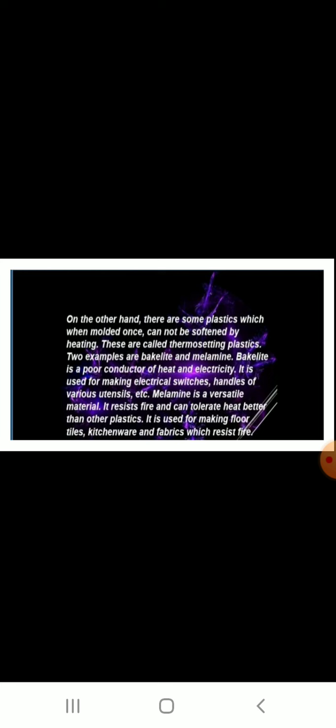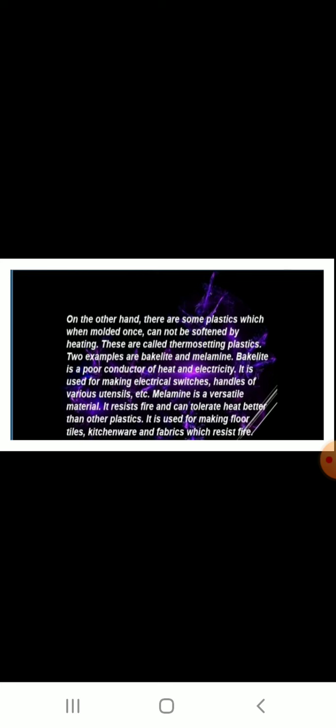On the other hand, there are some plastics which, when molded once, cannot be softened by heating. So there is a plastic category where it cannot be molded back. Such plastics are called thermosetting plastics. Bakelite and melamine are examples of thermosetting plastics. Bakelite especially is a poor conductor of heat and electricity. Hence it is used in making electrical switches.